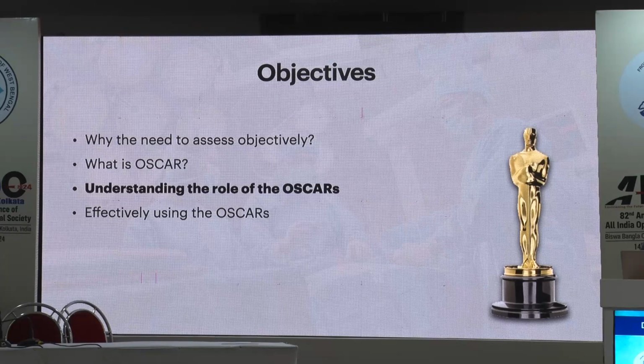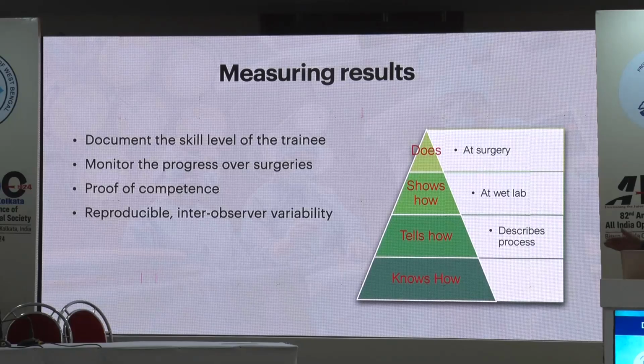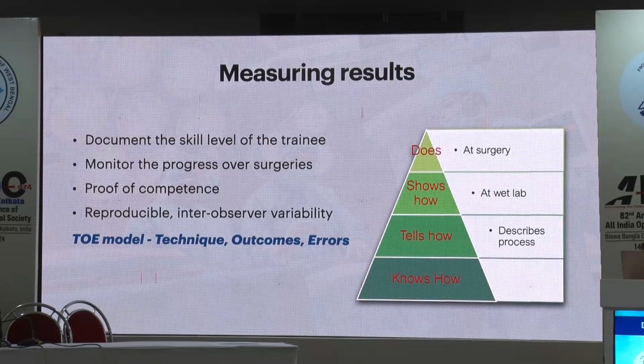Now, to understand the role of the OSCAR, and I'm repeating myself and a lot of the previous speakers, it is to measure the results, to assess how they are improving, and to document how they were doing. In some way, the OSCAR is also based on the TOE model, which is you grade or score the technique, you grade and score the outcomes, and also you observe the errors that the trainee makes. And all of these, along with their cognitive behavior during the procedure, help you score the trainee.